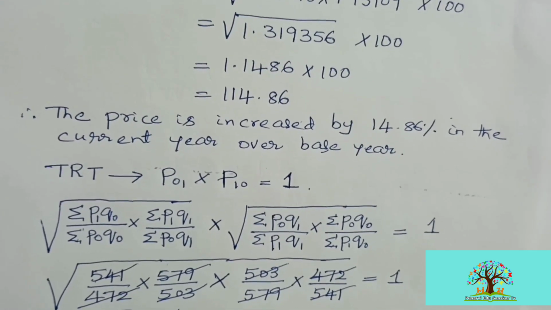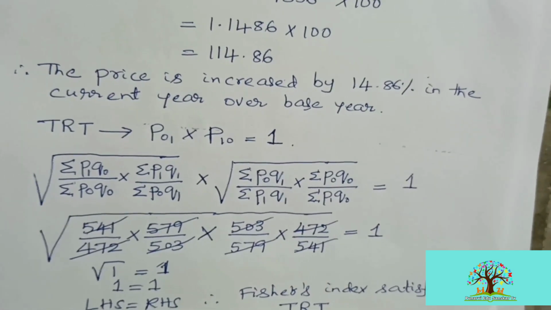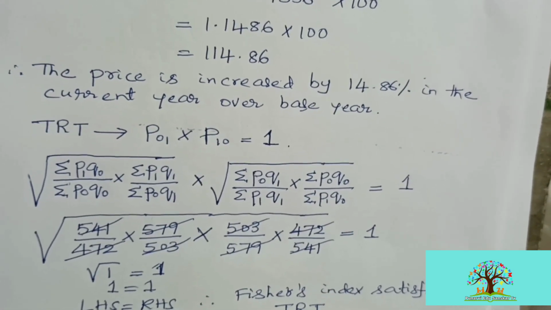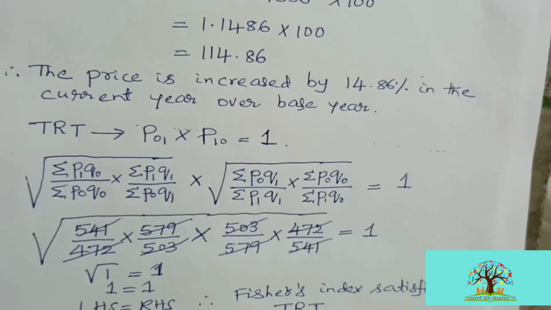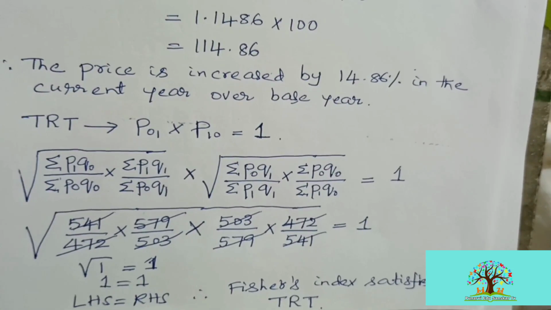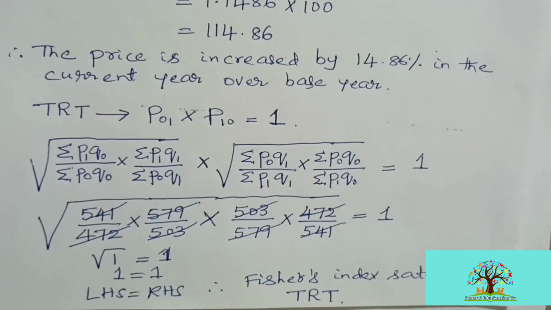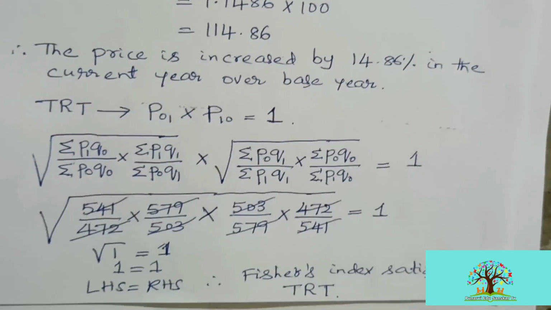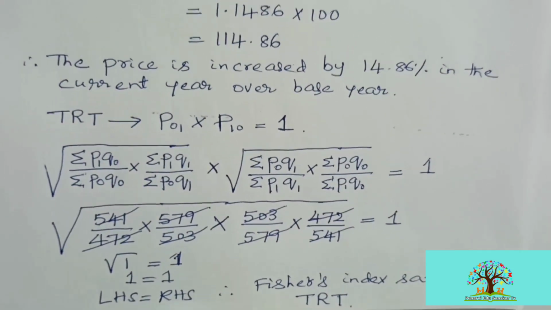And next step, root of multiply all the ratios inside the bracket, inside the root. So once you write down, everything gets cancelled, that is equal to 1. Root of 1 is equal to 1, or 1 is equal to 1 you will get, and LHS is equal to RHS. So now you write Fisher's index satisfies TRT.